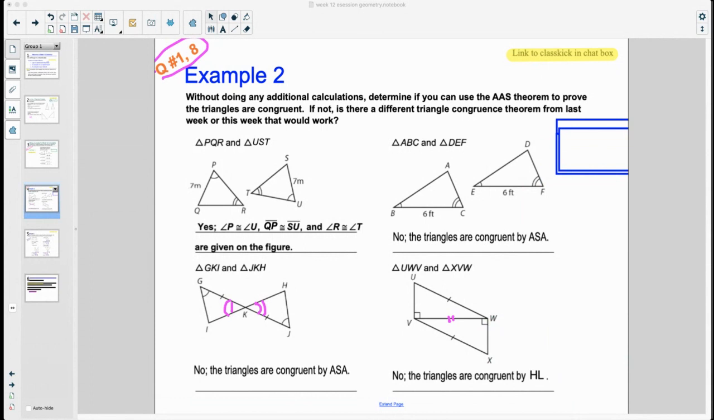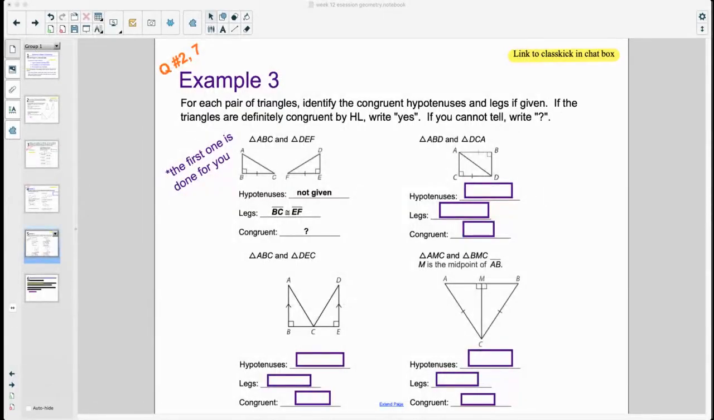Let's go there, and then we'll do some reminders and questions at the end. All right, so example 3, guys, the first one is done for you. So this is using our hypotenuse leg theorem from this week. For each pair of triangles, identify the congruent hypotenuses and legs if they are given. If the triangles are definitely congruent by HL, write yes. If you cannot tell, write a question mark, or you can write no. Either one is okay. So again, the first one is done for you.